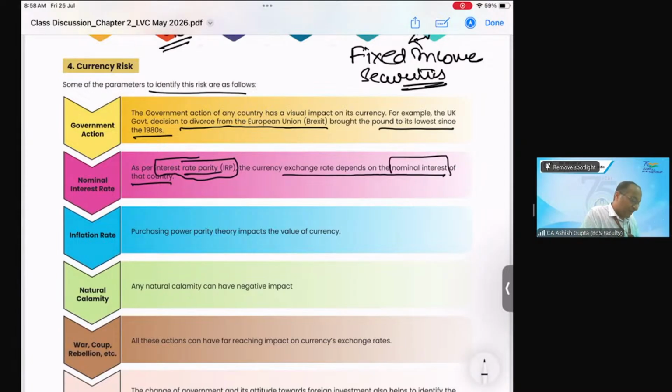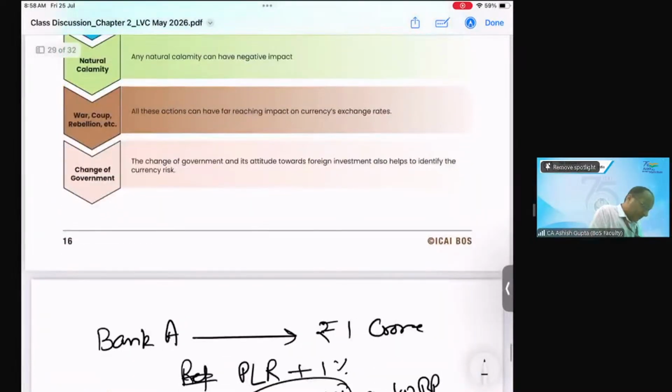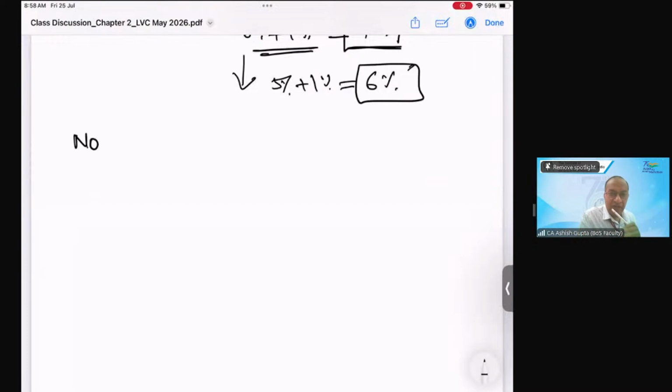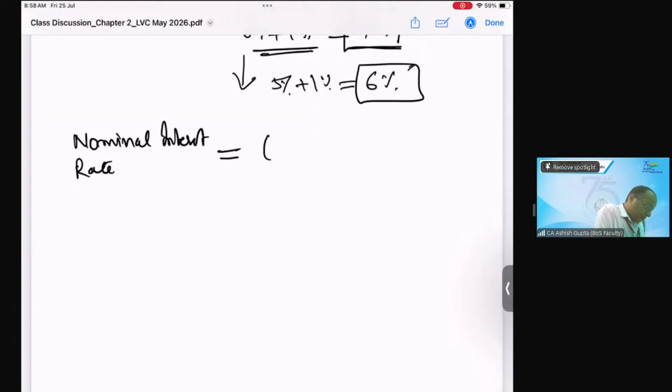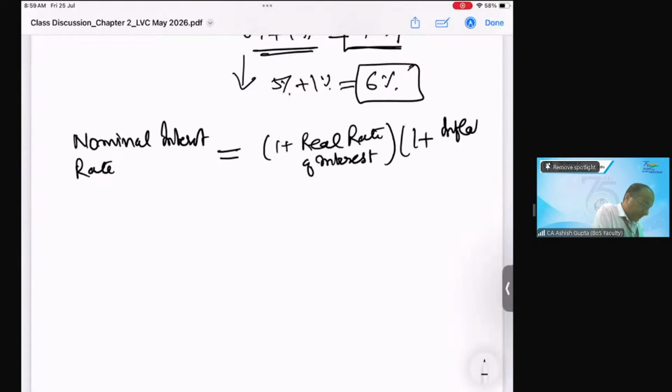So here, what is nominal interest rate? I will just tell you briefly, just touching upon the formula here. Basically, in a nominal interest rate, we incorporate the inflation. Please remember. So we can say that nominal interest rate is equal to 1 plus real rate of interest into 1 plus inflation rate in the country, minus 1.